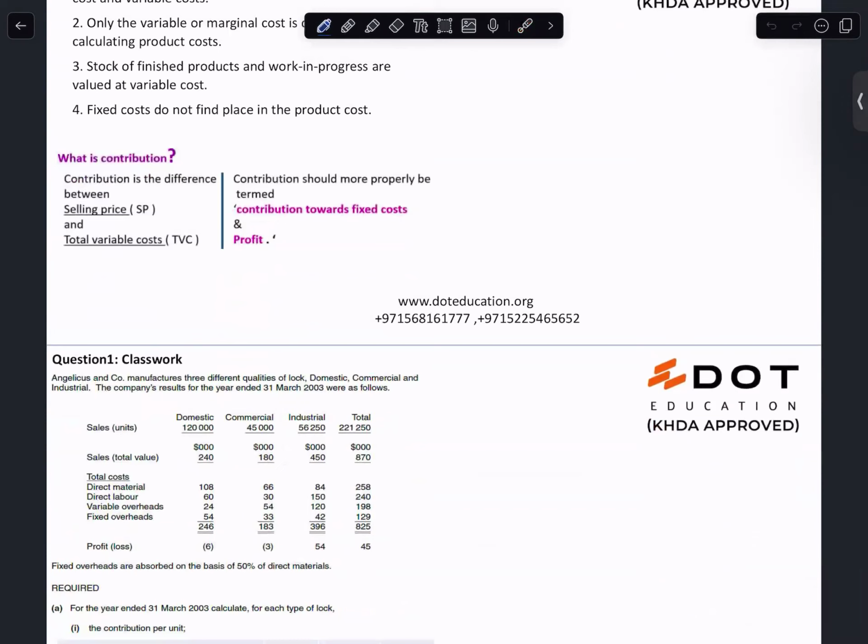You can tell me evaluation of closing inventory. In absorption costing, closing inventory is valued at what price? Total cost. Total cost is made up of what? Fixed cost plus variable cost. In marginal costing, inventory is valued at what price?